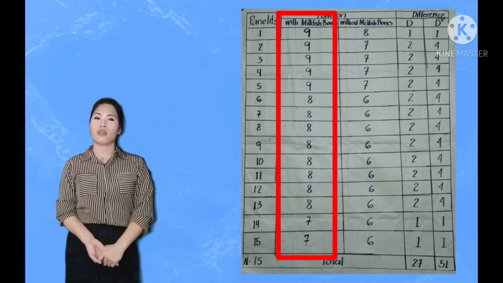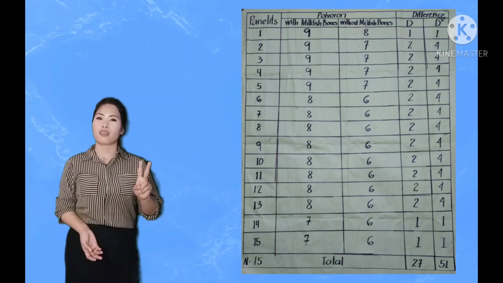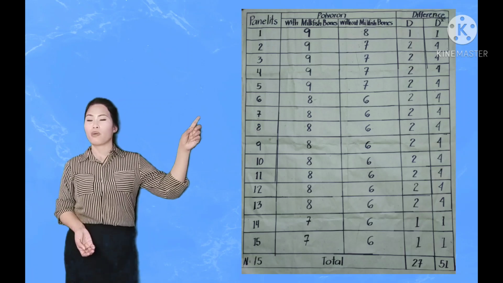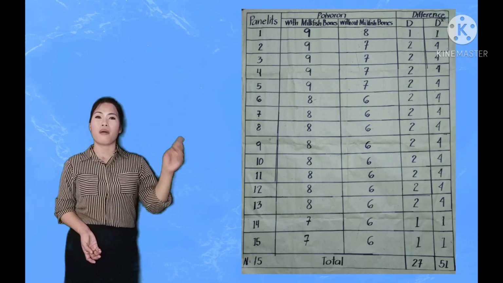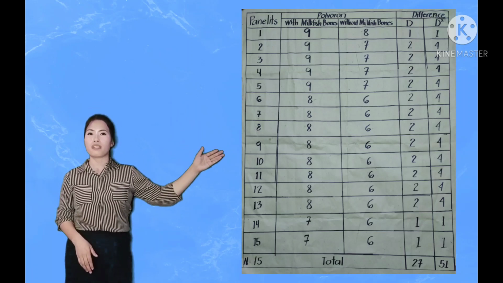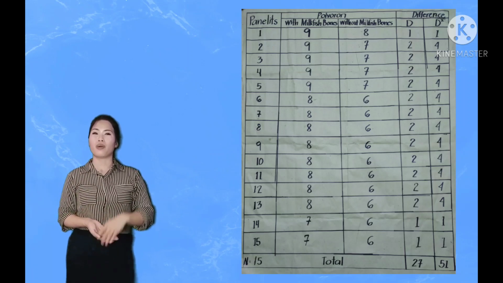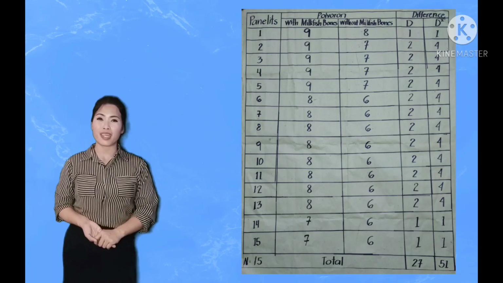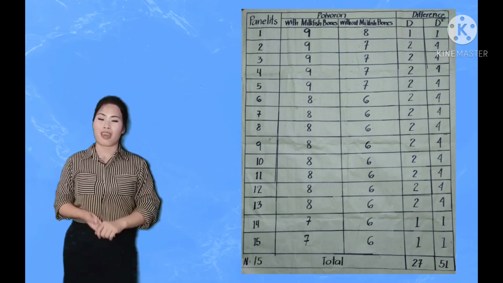Now the second and the third columns are our variables. So we have two variables: the pulveron with milkfish bones and the pulveron without milkfish bones. The second column is the pulveron with milkfish bones. Maybe you're wondering how we got these numbers, where they came from?